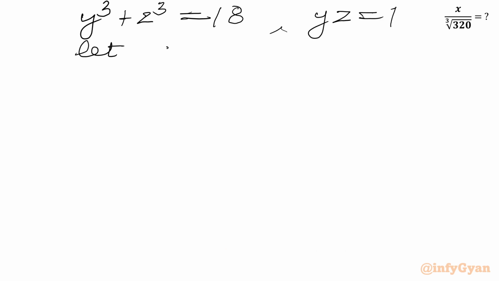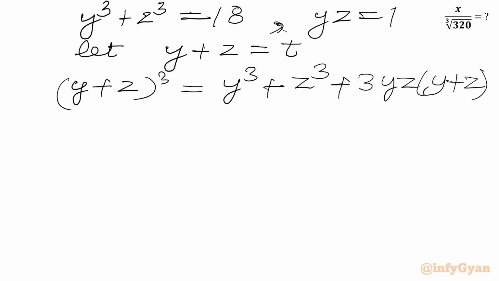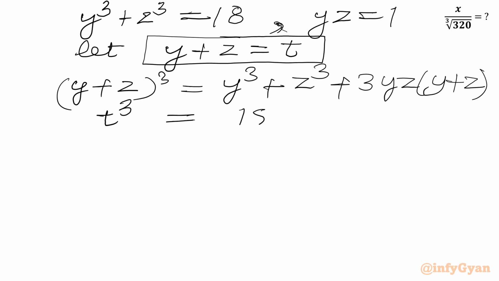Let us assume y plus z equal to t, and let's apply the identity (y plus z) whole cube, which will be equal to y cube plus z cube plus 3yz(y plus z). y plus z is our substitution t. So I can write t cube equal to y cube plus z cube, which is 18, plus 3 times 1 times t. Or we can write t cube equal to 18 plus 3t.